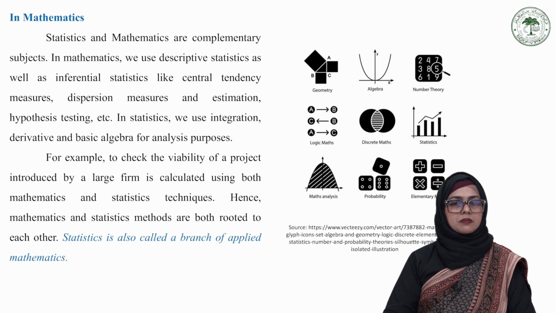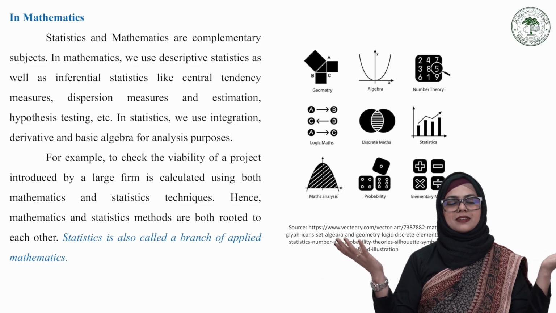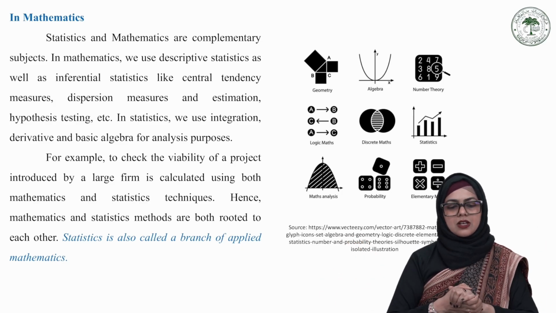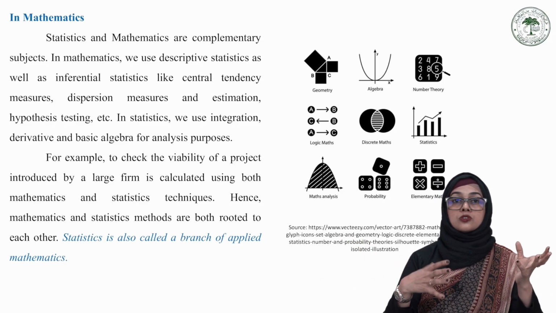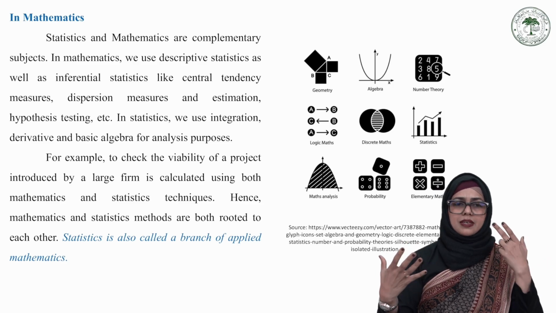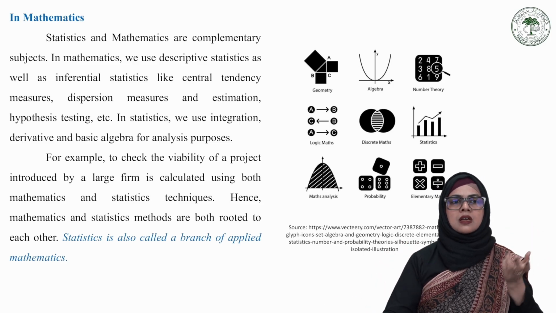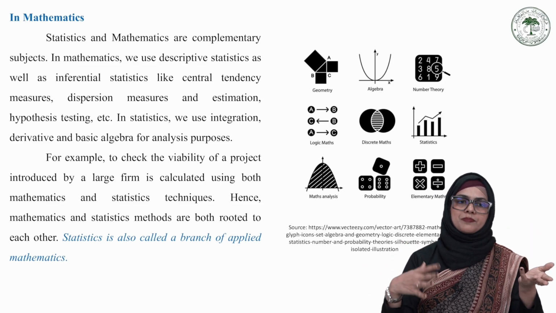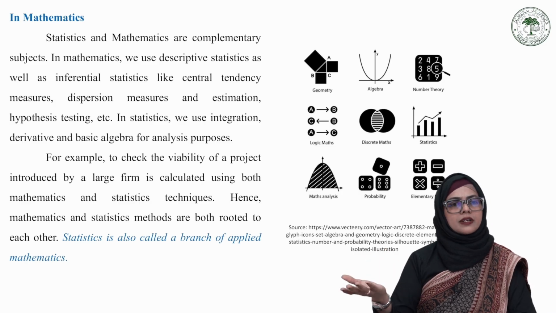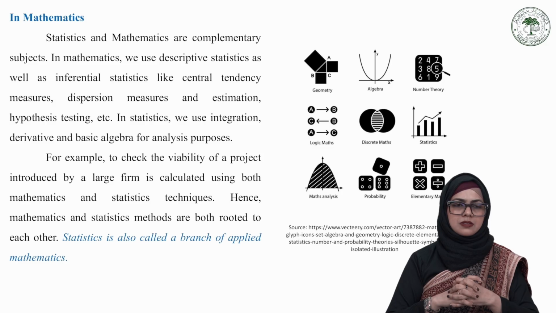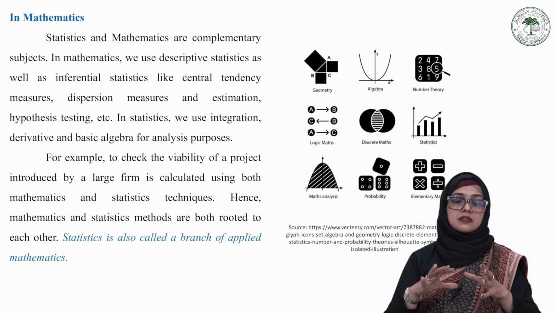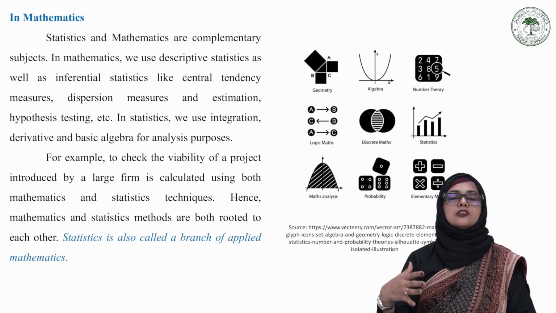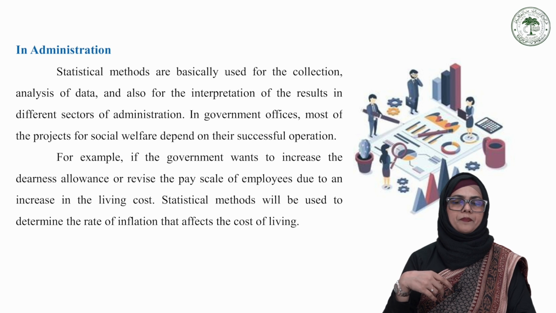In mathematics, statistics and mathematics are complementary subjects. Statistics uses mathematical derivations and basic algebra for analysis purposes. And of course, in mathematics, we're using descriptive statistics in the form of central tendency measures, dispersion measures, and estimation and hypothesis testing. So you see, statistics is also called what? A branch of applied mathematics.